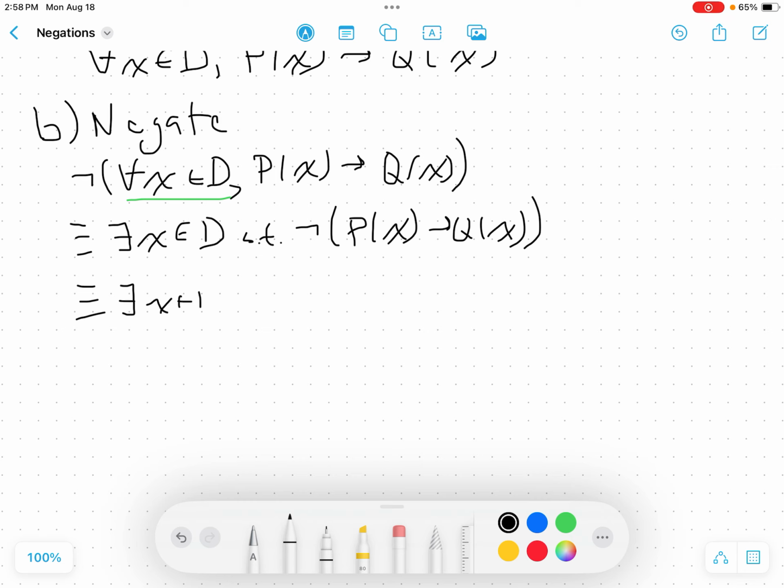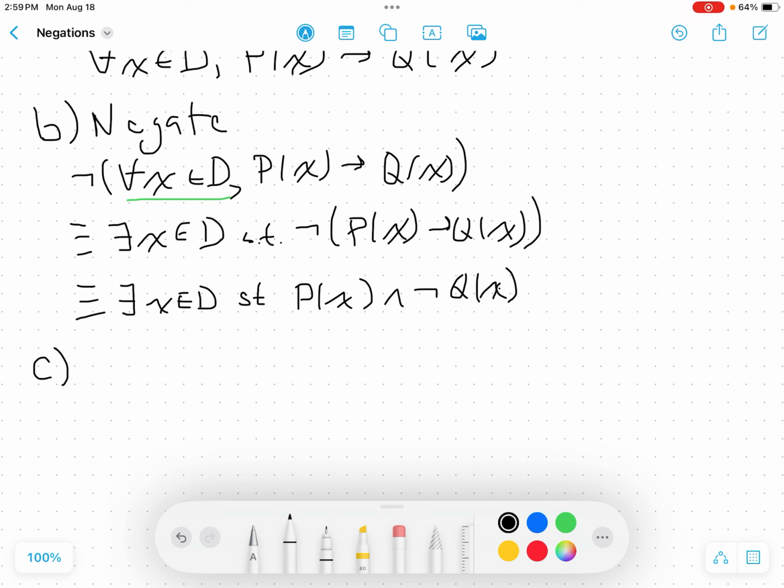Recopy. There is an x in D such that, and again, negation of if P then Q was P of x and not Q of x. We've pulled that negation symbol in as far about as we can. It's not outside any parentheses, which is usually the textbook's way of kind of assuring that we've got our full negated statement. Now our question is, what does this mean?